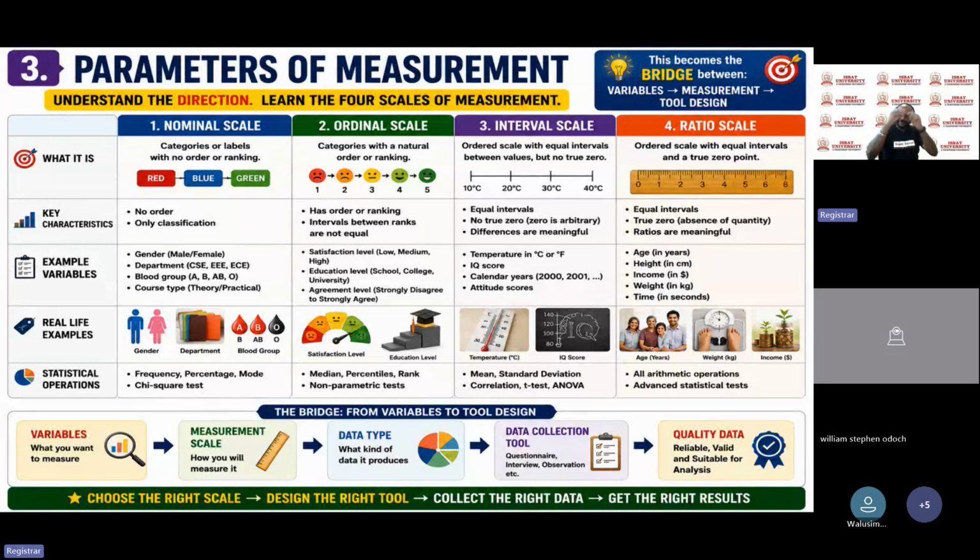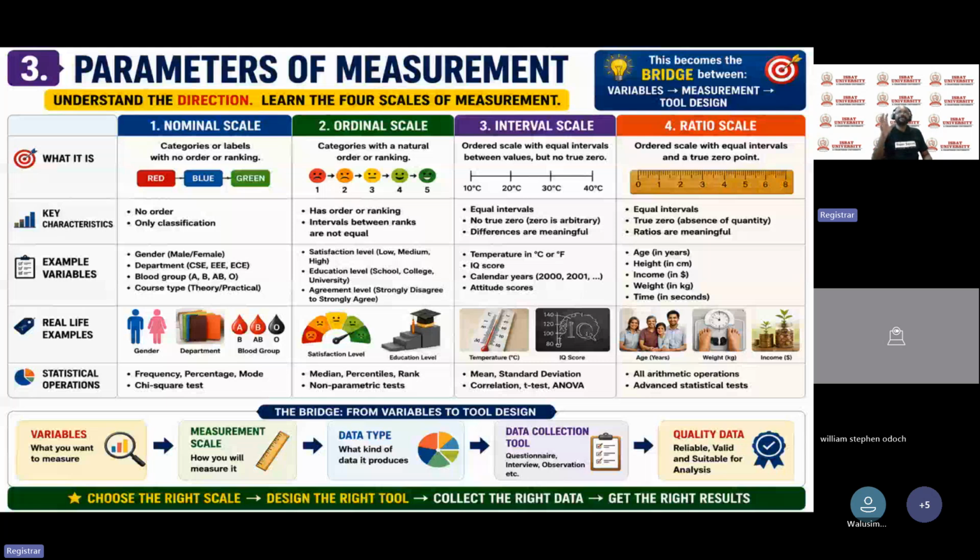There is nothing. When you say temperature is 0, it says nothing. No, that is one part. It is a non-zero. It is a measurement. So these ratios are meaningful. Like we use age, height, income, weight, time in seconds, all comes in ratio scales. So we can do all arithmetic operations and we can do all advanced statistical tests.